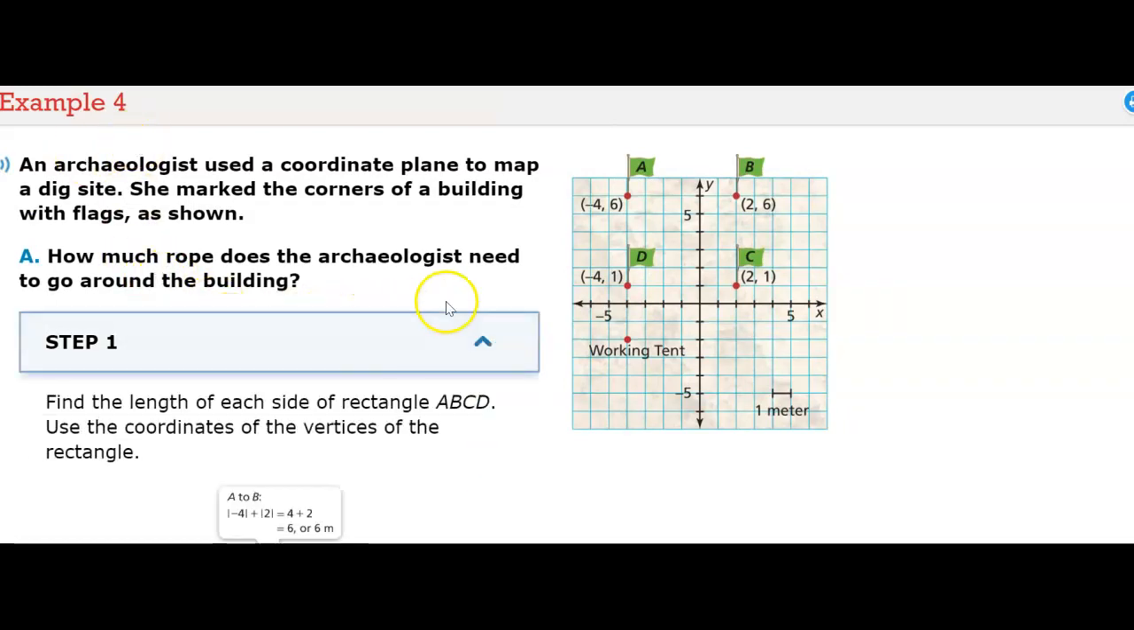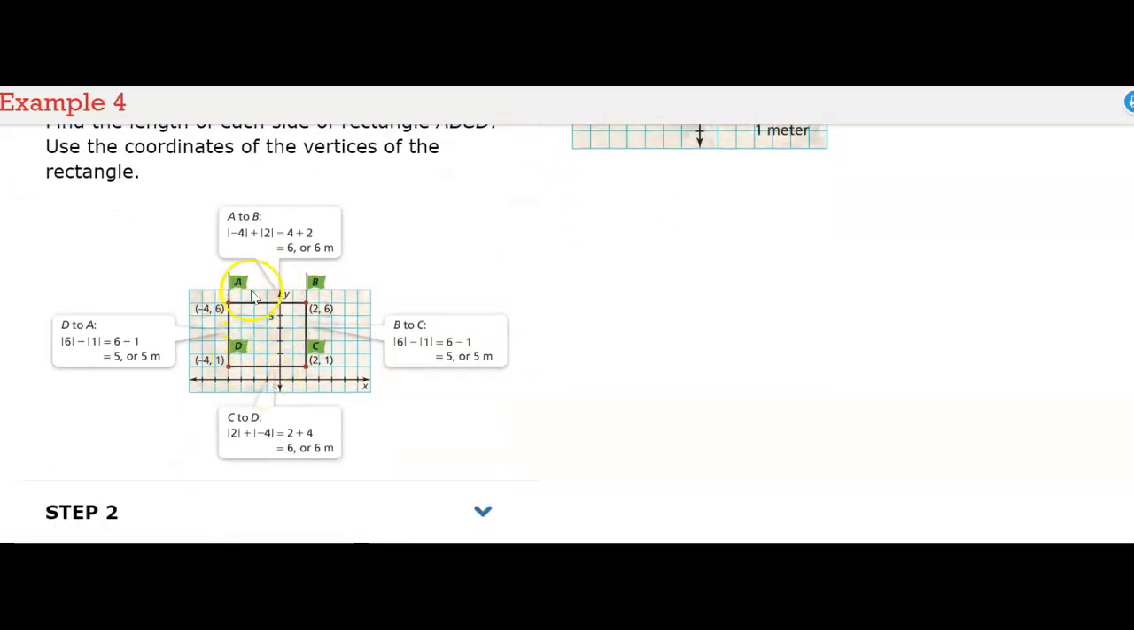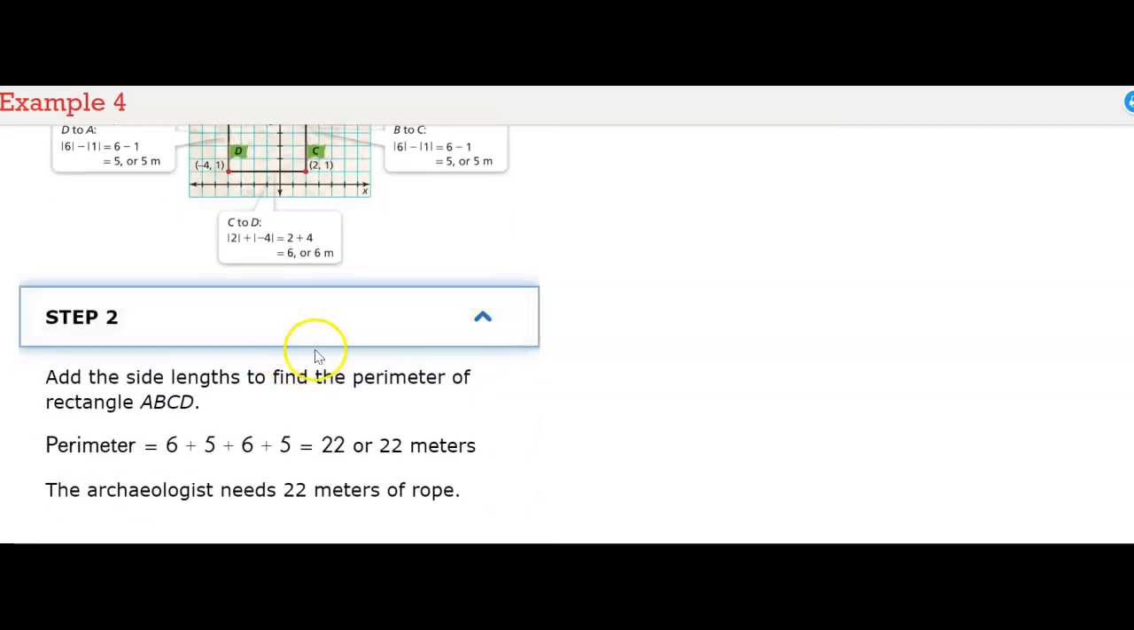Step 1, you find the length of each side of the rectangle. So A, B, C, D. Find the length of each side. A to B is 6. B to C is 5. C to D is 6. And then D to A is also 5. Step 2, add the side lengths together and you get the perimeter of 22 meters of rope.